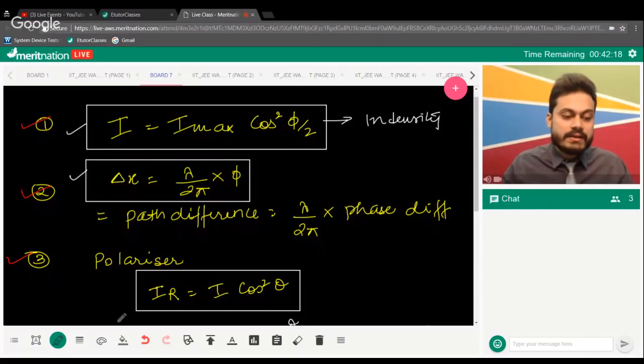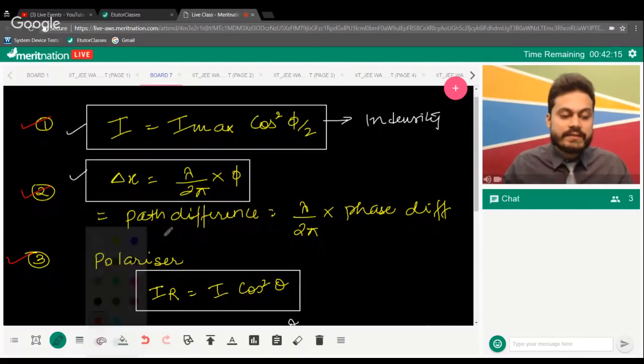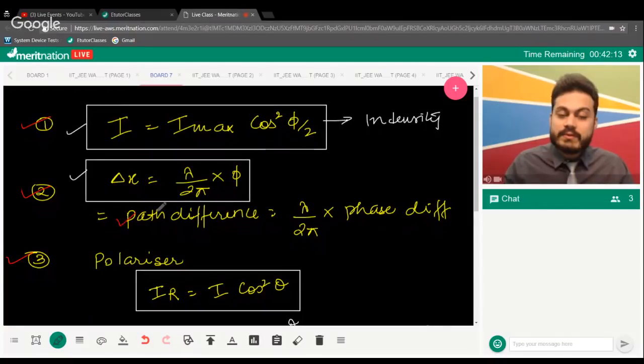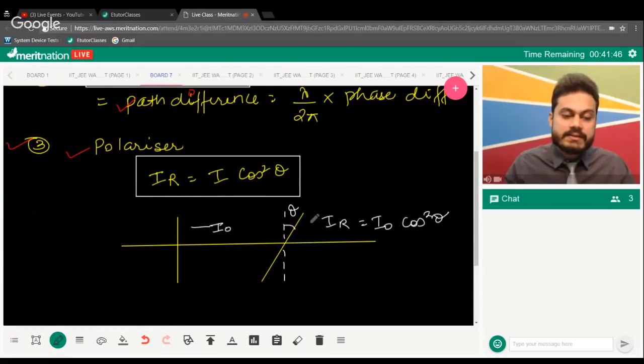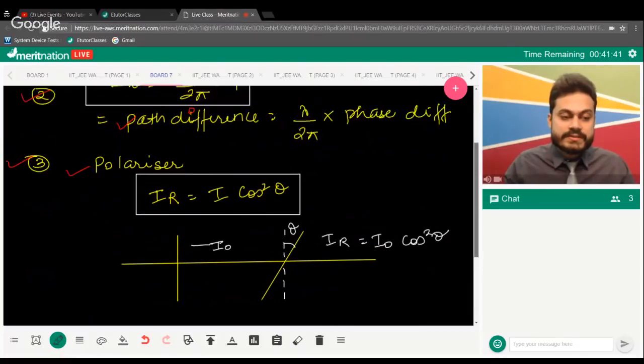Second is the relationship between path difference and phase difference. As it is written over there, you can see it very clearly. Divya is asking which chapter. Divya, this is wave optics, and you should be knowing it, but that is fine. So path difference is equal to lambda by 2 pi into phase difference. The third one, polarizer. How many of you know about polarizers? You must be knowing it, right? What happens when two polarizers are inclined at an angle of theta? The resultant intensity is I cos square theta. So we are going to do questions based on these three formulas.